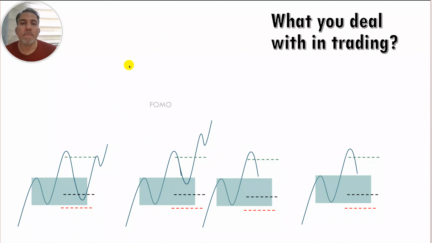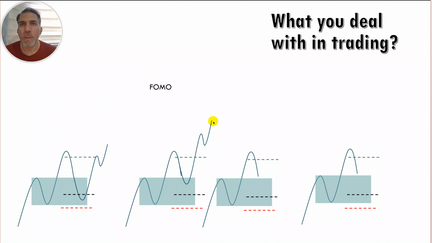So then the FOMO kicks in, fear of missing out kicks in. You think, I'm losing the trade. Let me get inside. As soon as you enter, because of the nature of the market, it comes back, and you come up with some conspiracy theory: somebody is hunting my stops. No, it is just doing its own job.